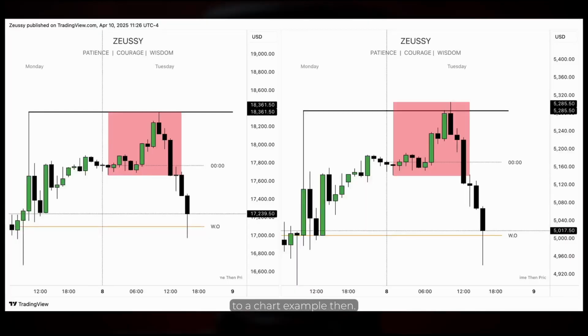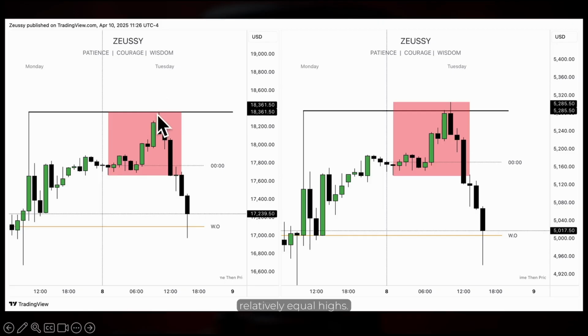When we pay attention to a chart example then, on the left you can see the Nasdaq and on the right you can see ES. The Nasdaq initially consolidated and then we saw the market expand towards the upside. Notice that the market was drawn towards previous day high, which is right here, and notice that the market did not take out this high.